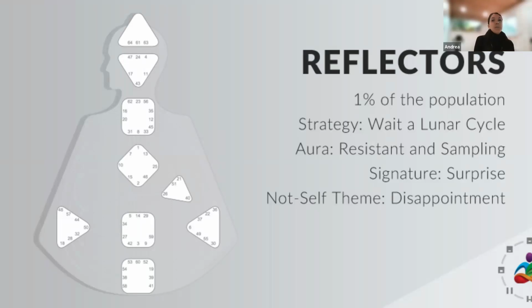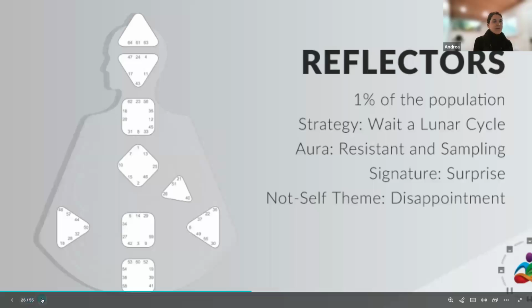And then their signature is surprise. The not self theme is disappointment. So again, if they're in alignment, they'll feel more of this surprise, excitement. If they're not in alignment, they often feel disappointment. But again, I can't speak too much on this one because I haven't met any reflectors so far. Maybe there'll be someone in this group and they can share more about this with us. But that's what I know about reflectors for now.